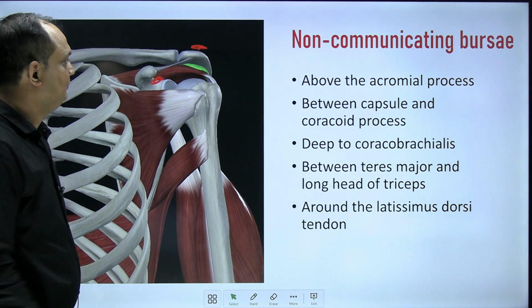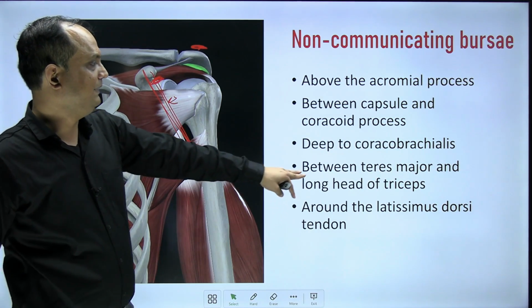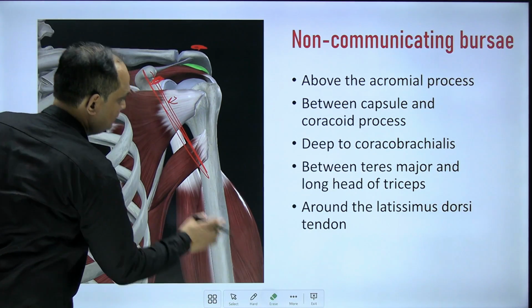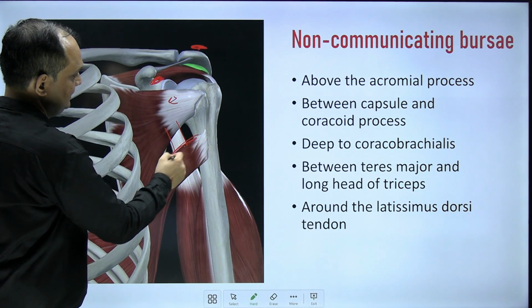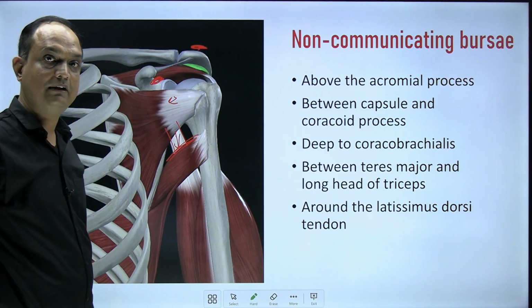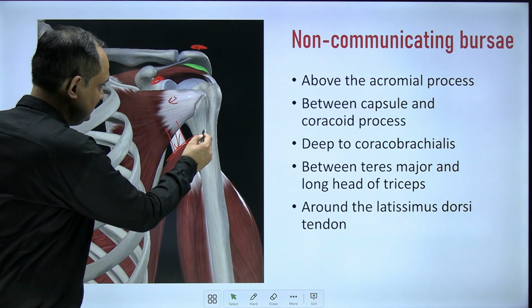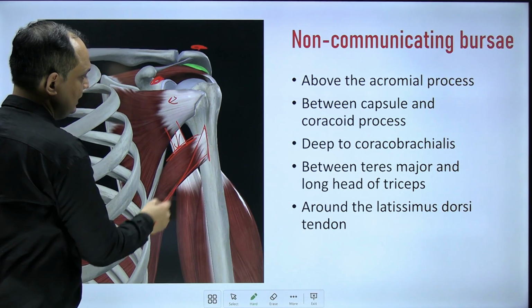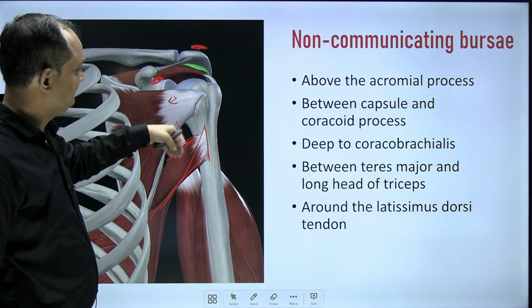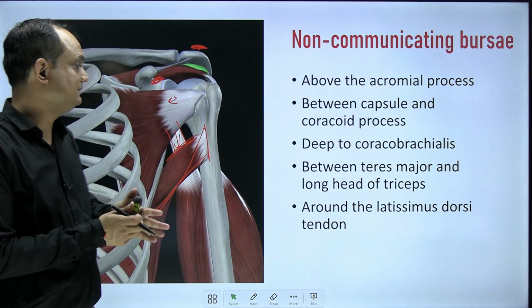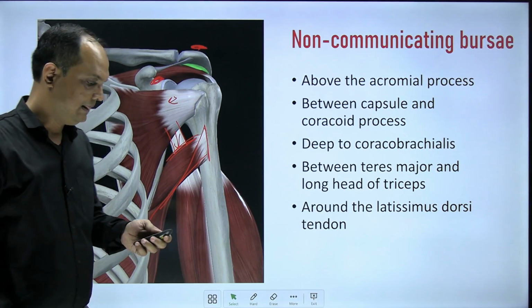You will have a bursa deep to the coracobrachialis. You may have a bursa between the teres major and the long head of the triceps. This is the long head of the triceps and this is the teres major, so deep to that, behind the teres major, you may have a bursa. And sometimes you have a bursa between the latissimus dorsi and the surrounding structures. This is the insertion of the latissimus dorsi, so around this latissimus dorsi tendon you may have a bursa. Ultimately, these bursas become sandwiched between the muscle tendons and prevent friction between the tendons of adjacent muscles.